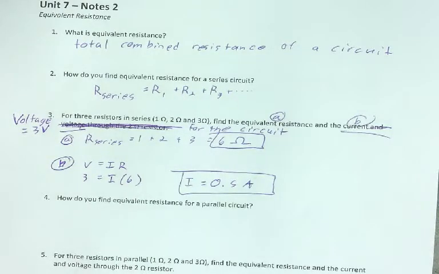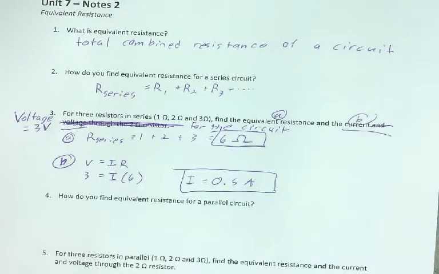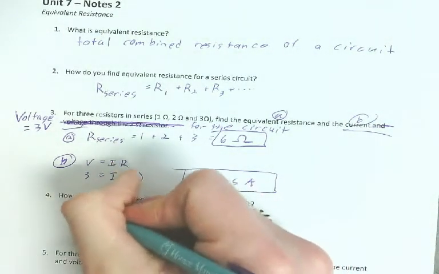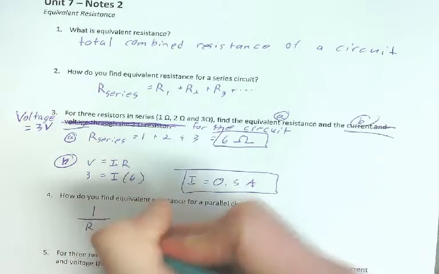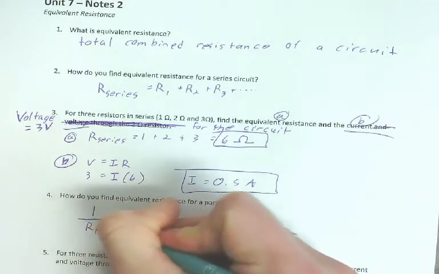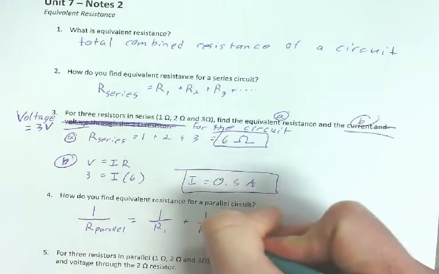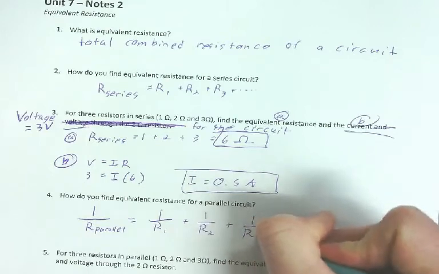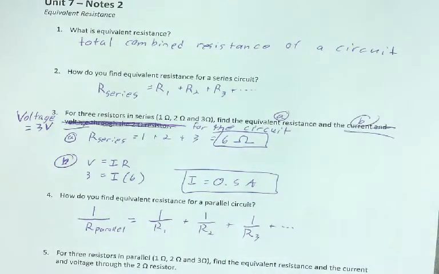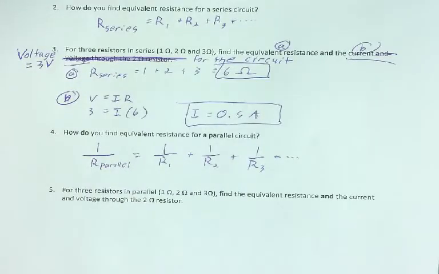All right. How do we find the equivalent resistance for parallel circuits? You add them up. However, you can't just add them up regular. You have to add them up like this. 1 over R parallel equals 1 over R1 plus 1 over R2 plus 1 over R3 plus whatever. This is not as easy. It gets kind of tricky, and you have to be really, really careful. I'm going to show you a couple of tricks that will make life easier for you. Okay?